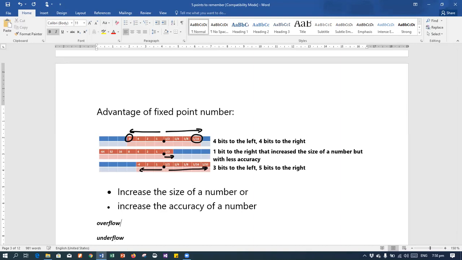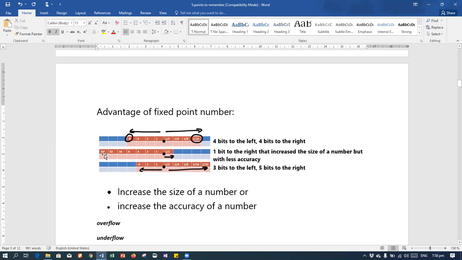Yes, we have two situations, one overflow and one underflow. In the first example, there is an underflow situation. The reason is there is an empty bit towards the right side and 3 empty bits towards the left side. So that's an underflow situation. In the second example, we have an underflow situation towards the right side, because 4 bits are empty, and that situation is called underflow.